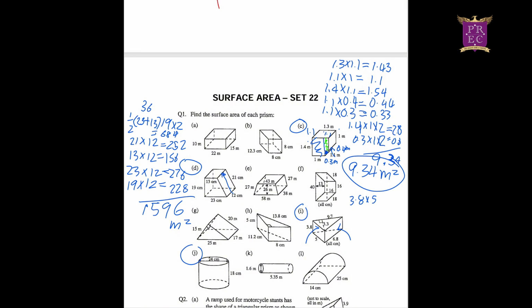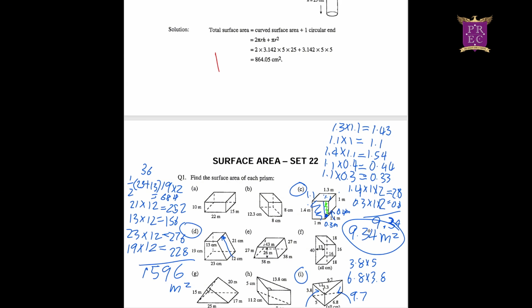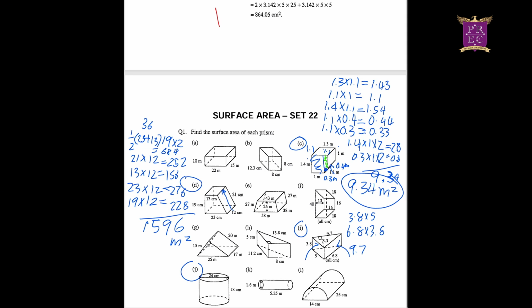And this rectangle will be 6.8 times 3.8. Okay, and there's another rectangle at the back, which will be 9.7 times 3.8. And then we've got the triangle on top. The triangle on top gives us 9.7, which is the base, and the height is 3.3. We do 9.7 times 3.3 times by half, then times by 2, because there are two triangles just like that.